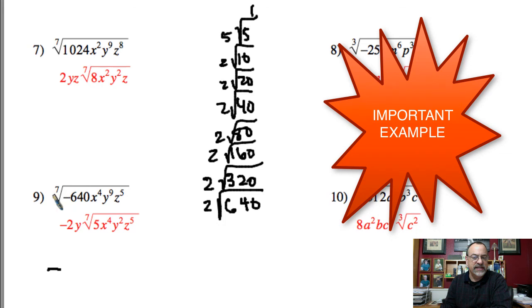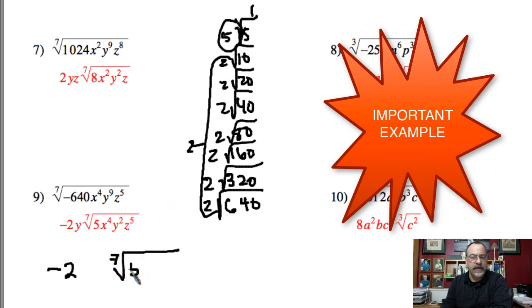My index is a 7, so I need 7 2's. So 1, 2, 3, 4, 5, 6, 7. So all of these 2's come outside as a single 2. I have a 5 left over that can't come out because there's only one of them, so it has to stay inside. And then I can do the variables.